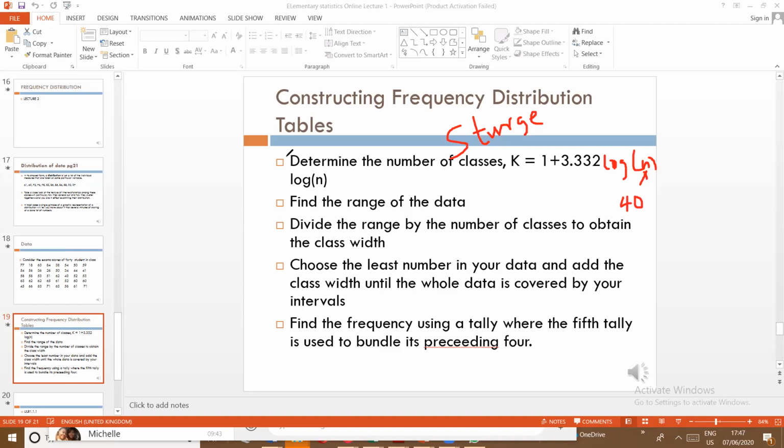In this scenario where we have 40 observations, k will be equal to 1 plus 3.322 times log of 40. So find log 40, multiply by 3.322, and then add it to 1. Log of 40 times 3.322. What are we getting?